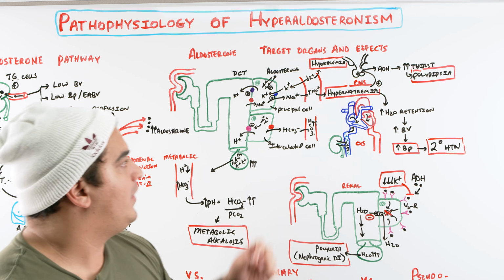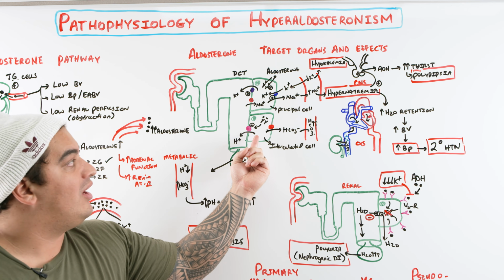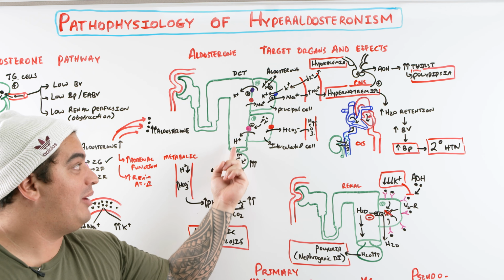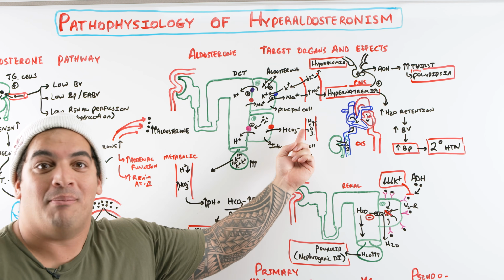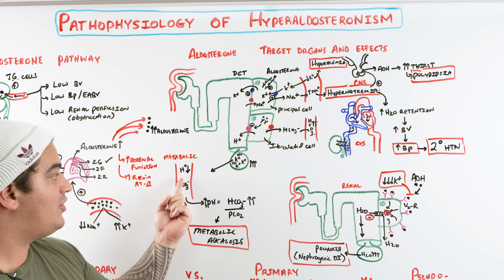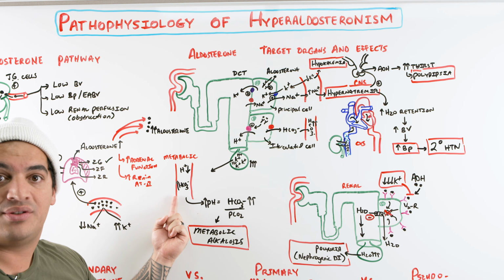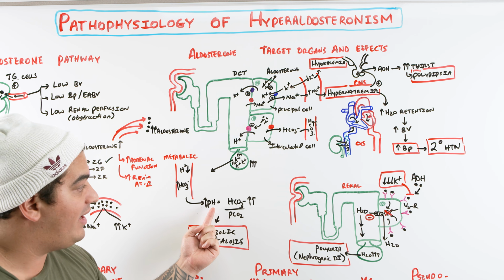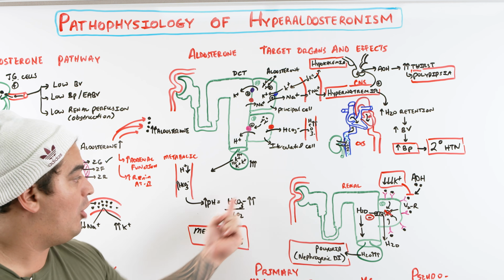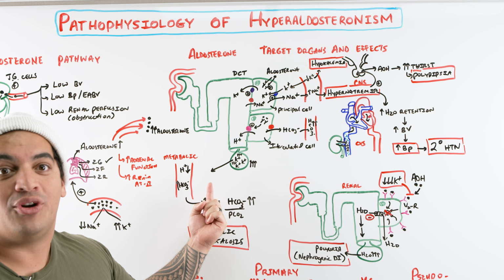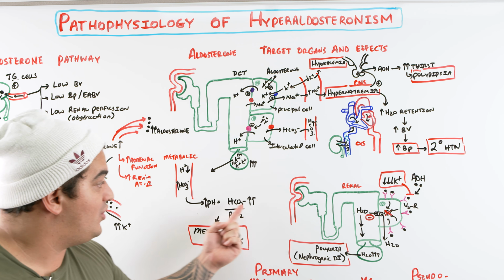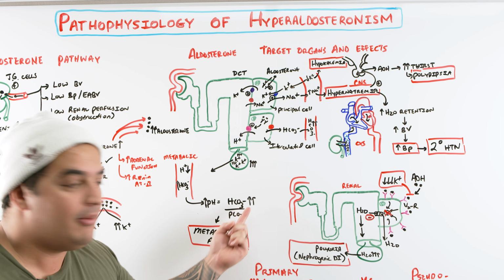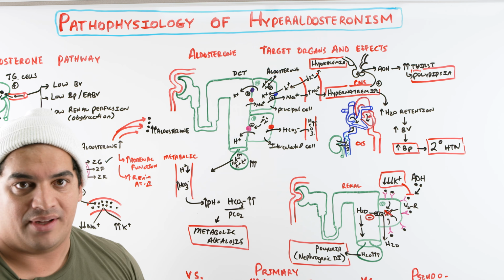And lastly, you have an effect of aldosterone on the intercalated cells in the distal convoluted tubule. They secrete protons and reabsorb bicarb. So the amount of protons in your blood goes down, the amount of bicarb in your blood goes up. If we use this modified Henderson-Hasselbalch equation, as bicarb goes up, pH will also go up. And this is an alkalosis due to a primary metabolic problem, a metabolic alkalosis, my friends.